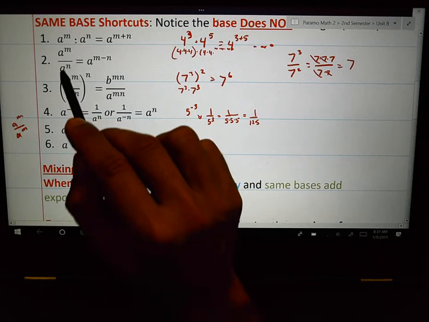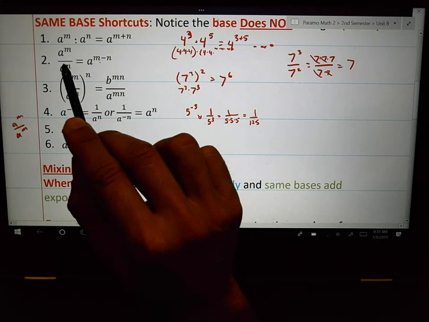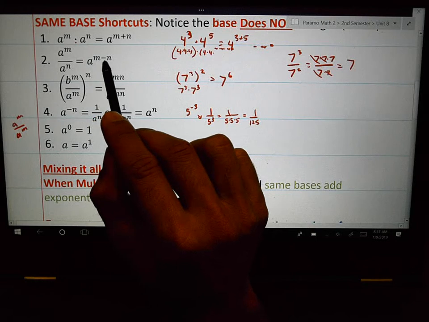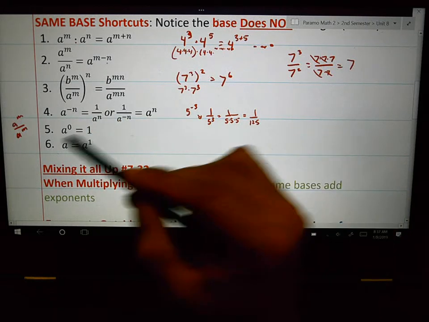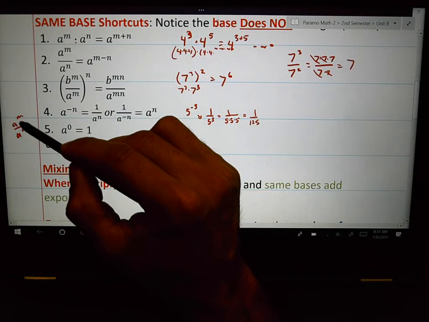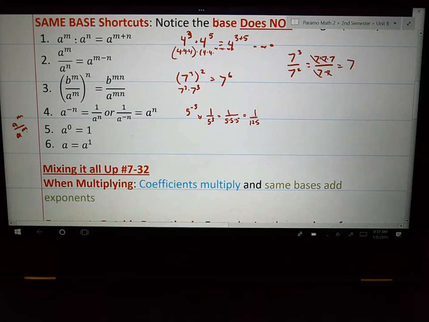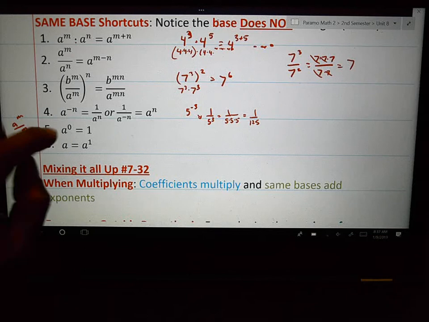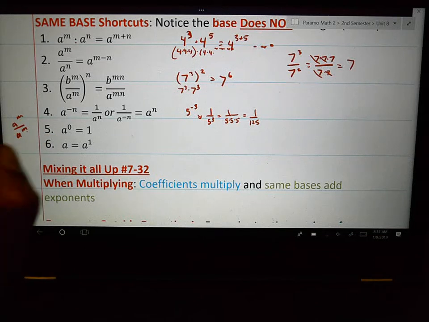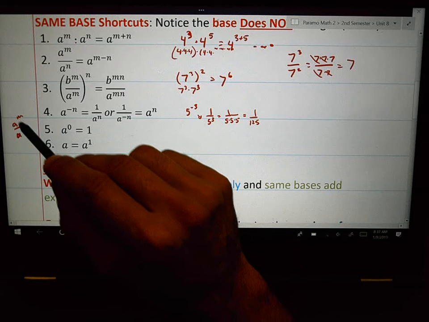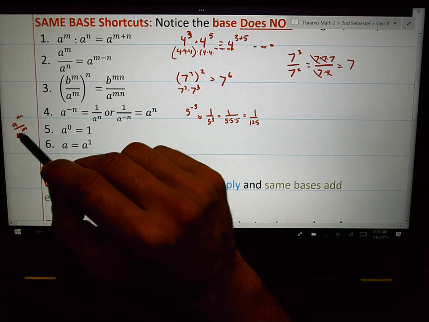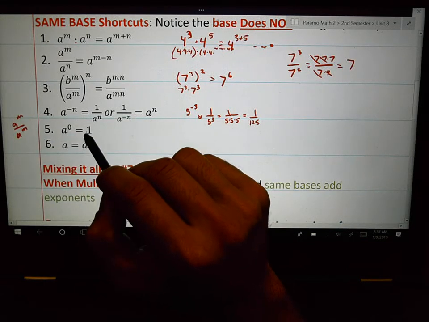What if they were the same thing? And you try to apply rule number 2. You would do m minus m, which would make a to the 0. Well, how many times does this go into that? It goes into itself 1 time. Because something divided by itself is 1, we have to define anything to the 0 power as 1. And that's a hard concept for a lot of students to understand. But anything divided by itself is the same thing as 1.